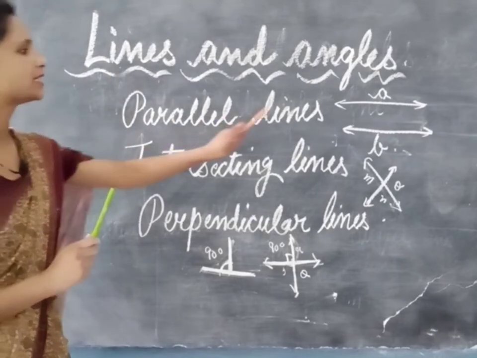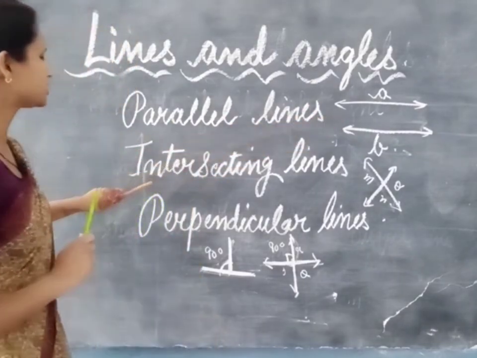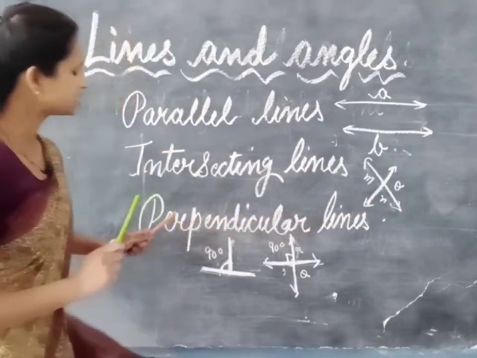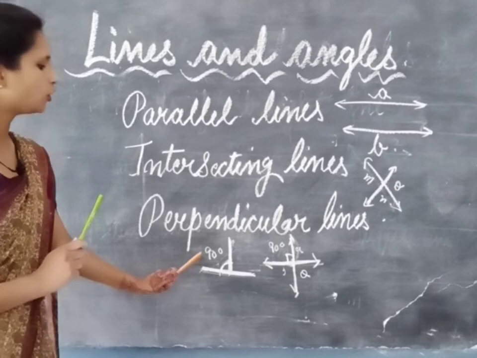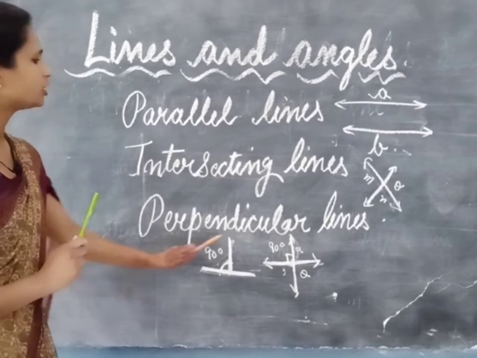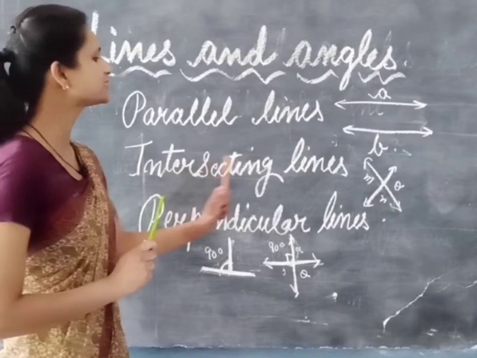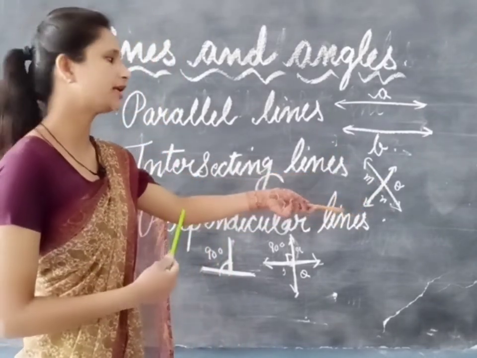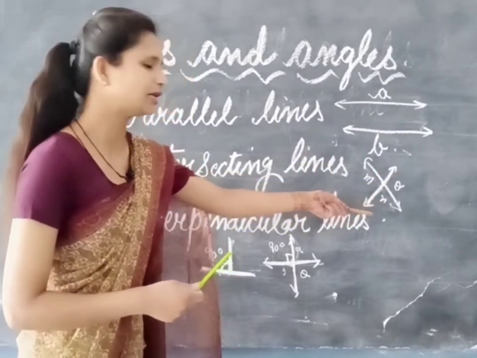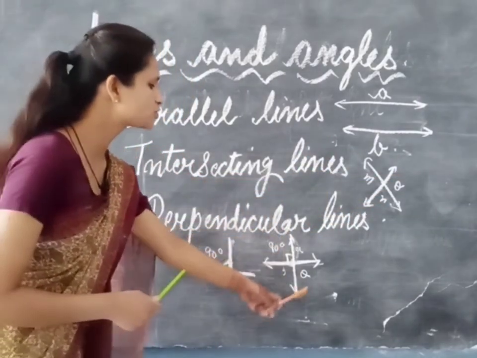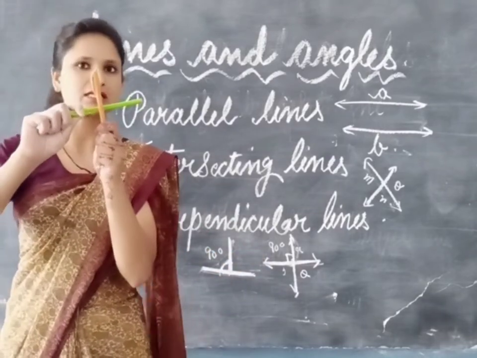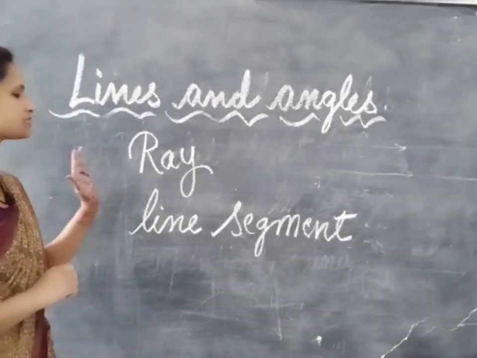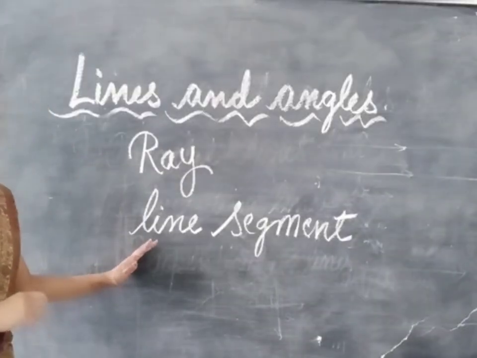So what are parallel lines? The lines that never meet. What is an intersecting line? Lines that cross each other. What is a perpendicular line? Lines that form a right angle, or an angle of 90 degrees, are called perpendicular lines. For our better understanding, we can say that intersecting lines form a sign of multiplication. Whenever you see lines that form a plus, it can be called a perpendicular line.